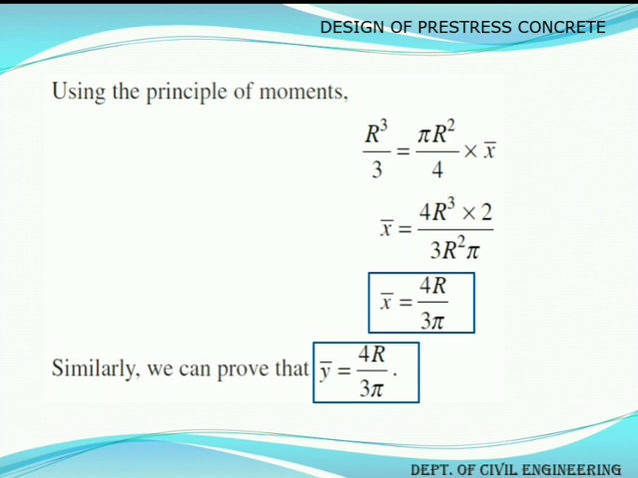So in this derivation it is important to write this step: similarly, we can prove y bar is equal to 4r by 3 pi. Understand these derivations, go by the basic 5 steps which have been explained in the first part of the video. Write these derivations which are easy, follow those principles. If you have any doubts, please get back.